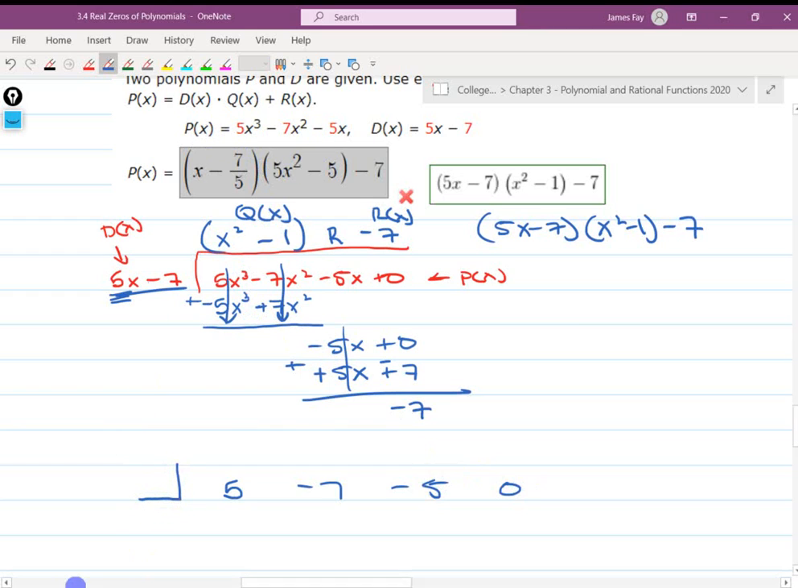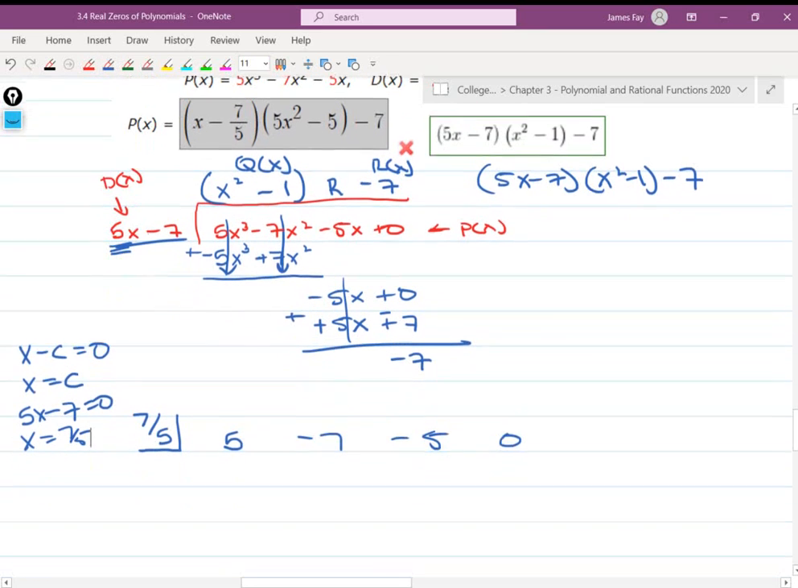Now, what goes in the box? What goes in the box? 7/5 goes in the box. Okay? Because what goes in the box, remember, x minus c equals 0. The answer to that equation goes in the box. X equals c. C goes in the box. So if I have 5x minus 7 equals 0, the answer to that equation, which is 7/5, goes in the box. Does that make sense, everybody? Okay. Remember that when we're done here in a moment.